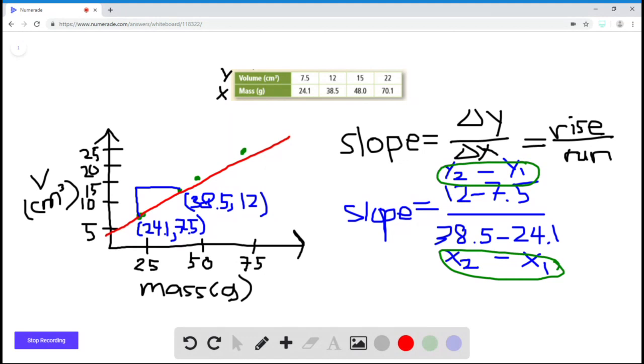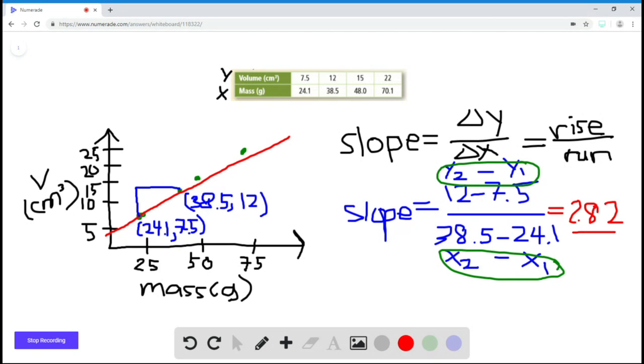So when you subtract these numbers and then divide them, you get an ultimate slope of 2.82. So your slope might vary slightly depending on which numbers you use, but because it seems like these points have a really good correlation, it shouldn't vary too much.